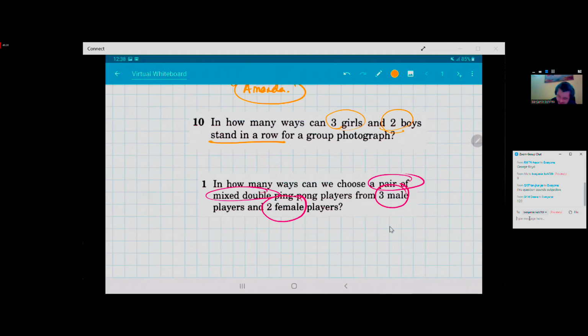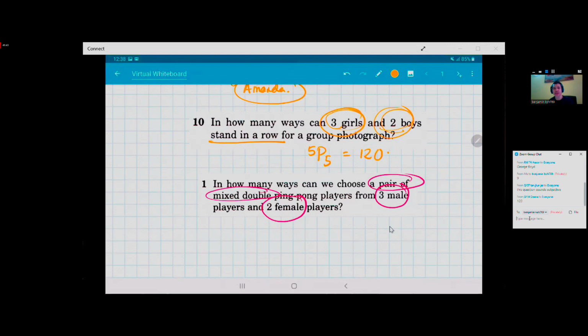So all you have to understand is that 3 girls, 2 boys, what is the total number of people? 5. How many are you arranging? 5. So the answer is 120. If you got 120, then your answer is correct. If you got the earlier answer 12 or 6, your answer is wrong, but it's okay. You learn something. You understand this?